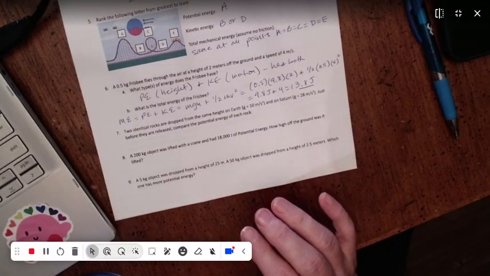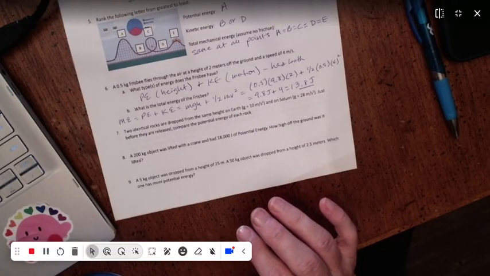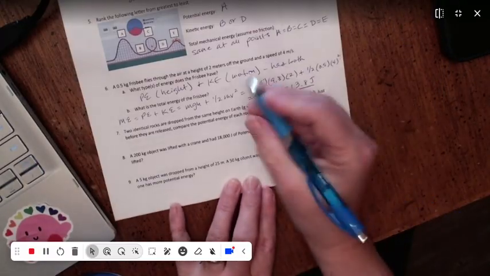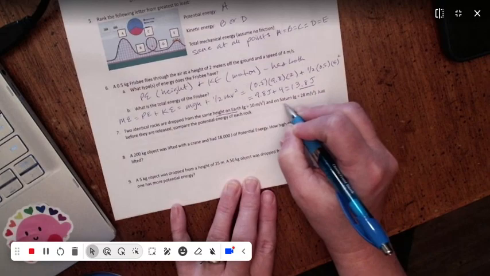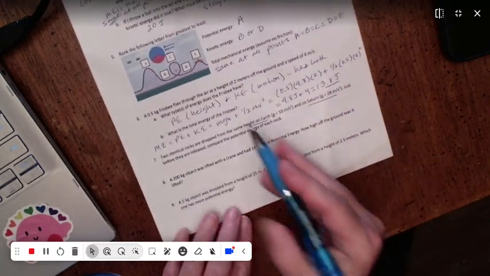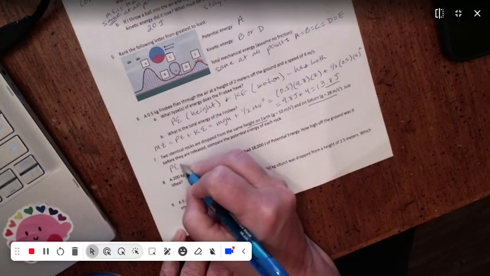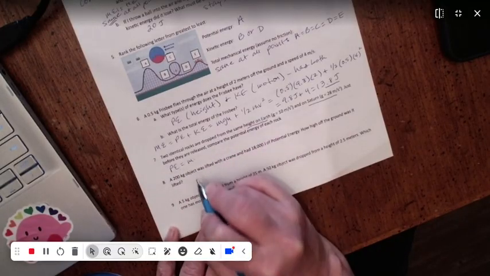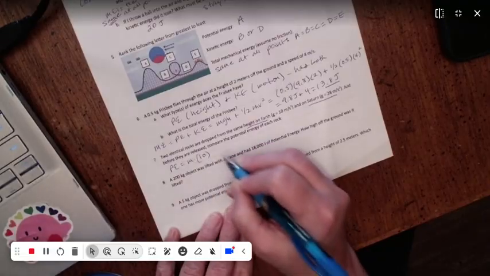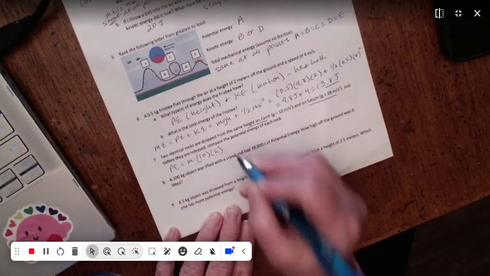Okay, so 2 identical rocks are dropped from the same height on Earth. Just before they are released, compare the potential energy of each rock. Oh, they're dropped from the same height on Earth and on Saturn. Okay, so on Earth, I'm going to have mass times g of 9.8, or here it says you can round it to 10, that's fine, times height.